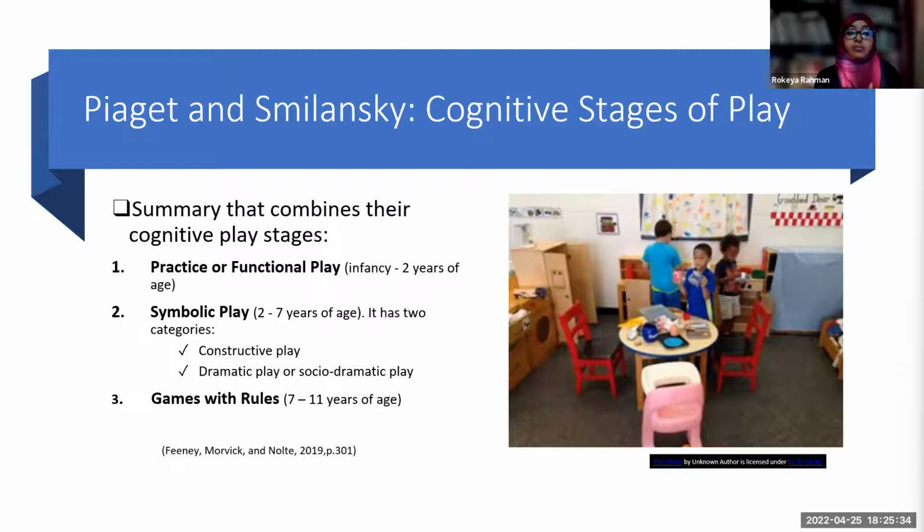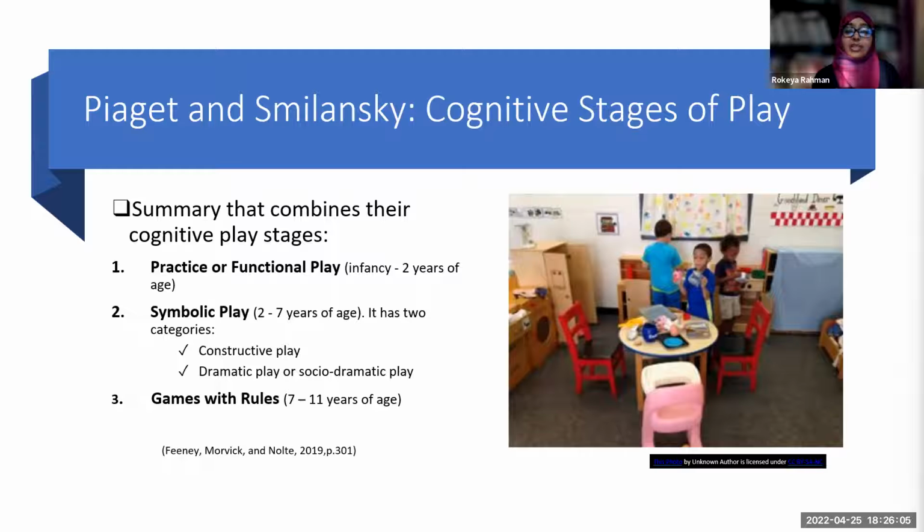Number one, practice or functional play. That starts during infancy to 2 years old. In this stage, children explore using their senses. They explore different objects using their five senses and their motor practices. They practice their motor skills by holding, throwing, grabbing, and putting different materials together. That's how they explore. That's called practice and functional play.